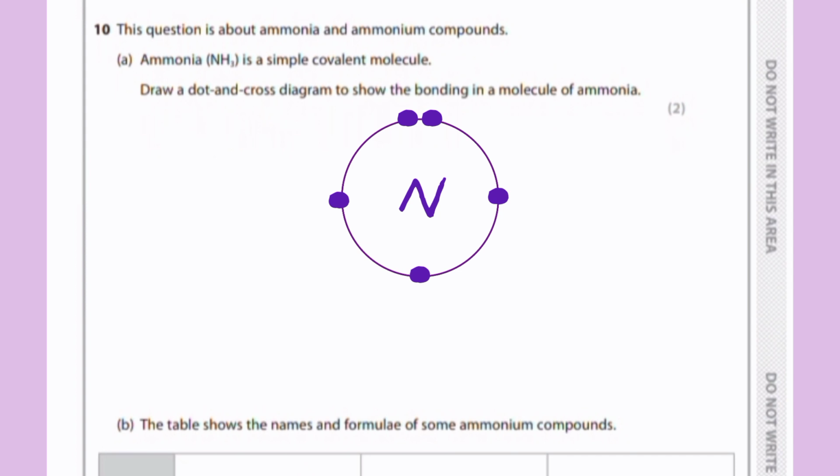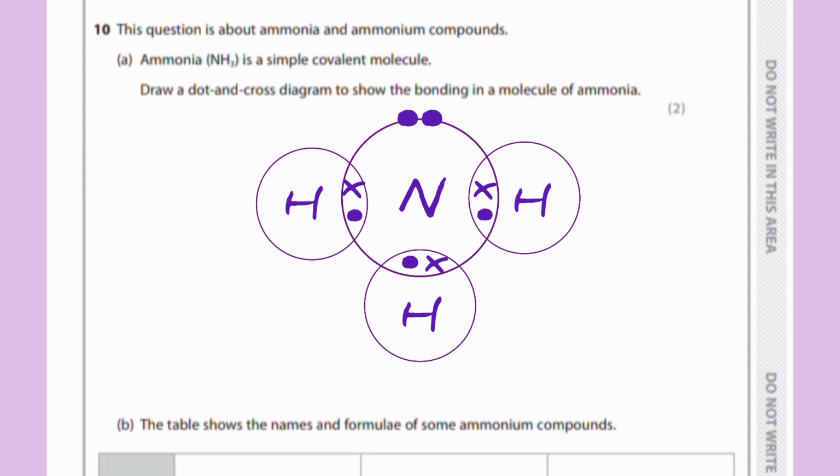Meanwhile, hydrogen needs 1 more electron to get a full outer shell of electrons. Therefore, as we can see from the formula NH3, the nitrogen atom forms 3 covalent bonds with 3 hydrogen atoms. And there is also a lone pair of electrons on the nitrogen atom. This is how it should look. I'm using dots to represent the electrons of the nitrogen and crosses to represent the electrons of the hydrogen atoms.